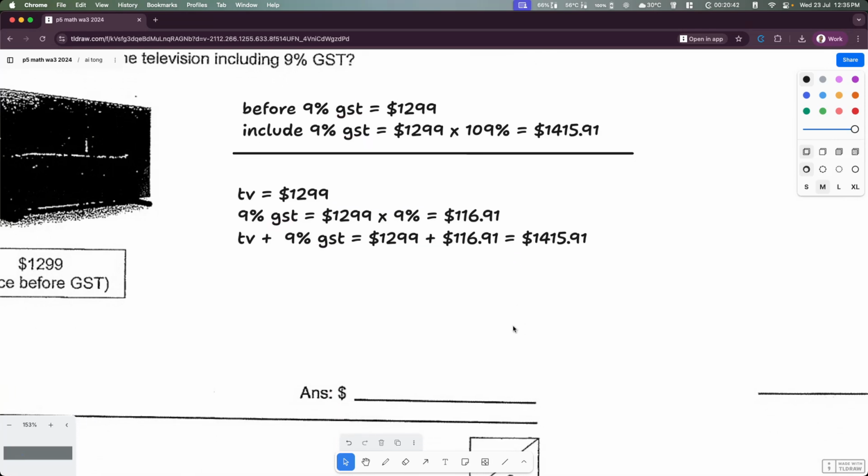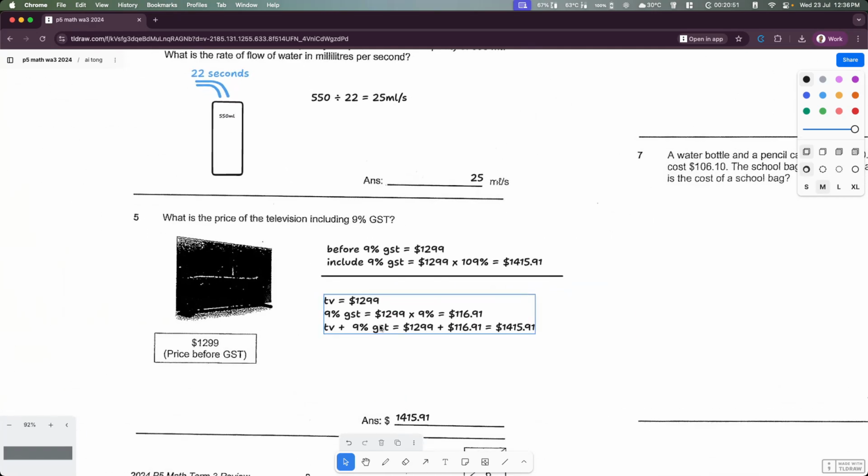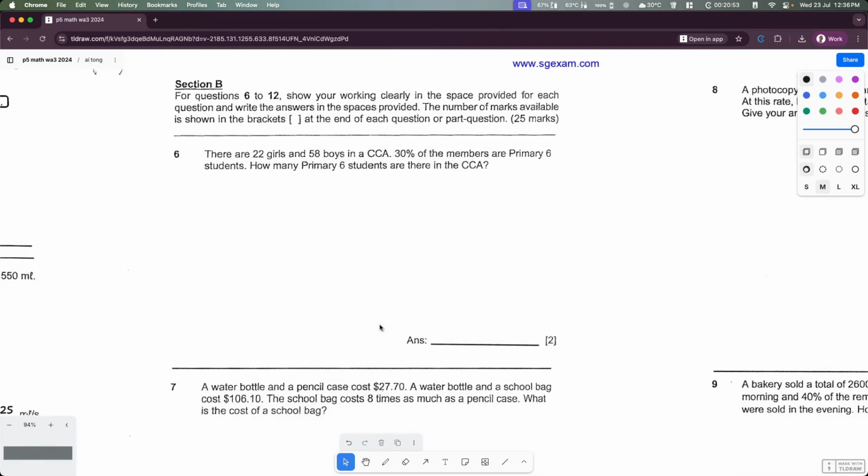The beauty of calculators, right? So put 1415.91 in this case over here. All right, so that's it for question 5. So let's go to question 6.